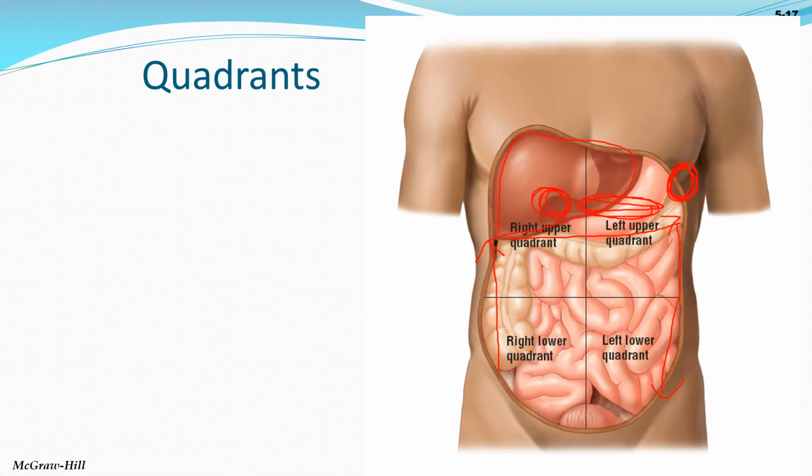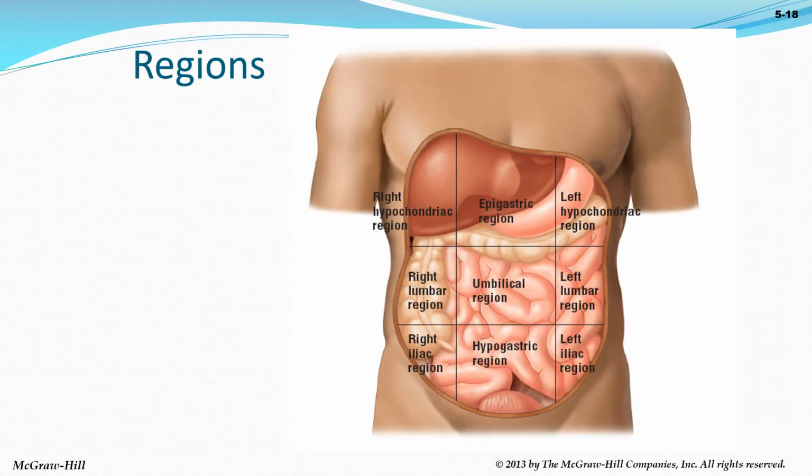All right, let's go to the regions. So chondro means cartilage. So where your rib cage is right here, this is all cartilage. So hypochondriac means right below the cartilage. So you have one on the left, one on the right. In the center, you have your umbilical cord, so your umbilicus region or your umbilical region. Epi is above, so epigastric above. Hypo is below, hypogastric below.